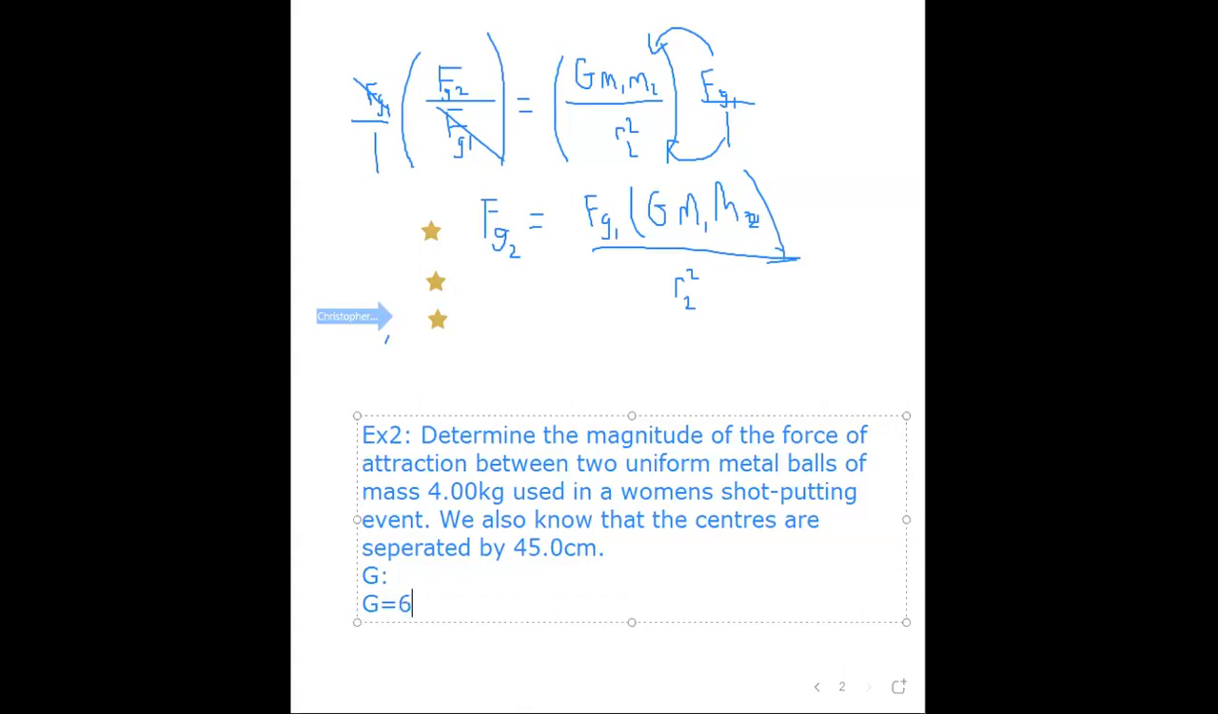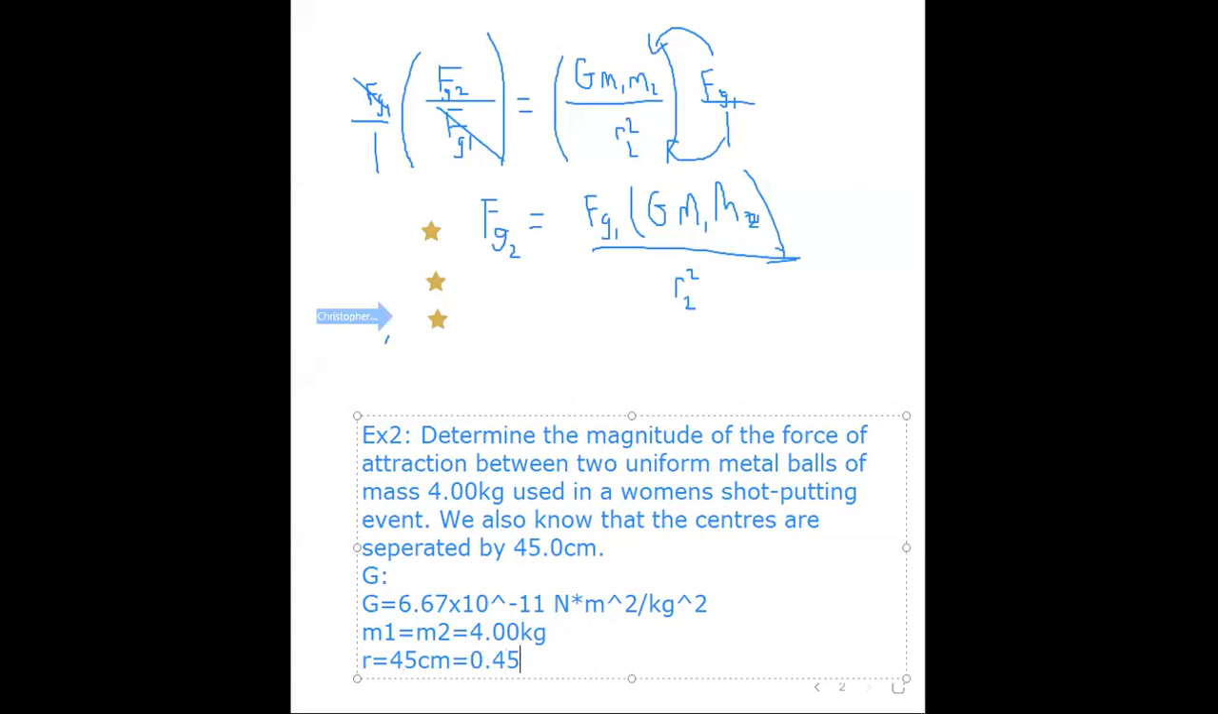The universal gravitational constant is always going to be given. You can ask for that on a test, or even when you get to university, you can ask any TA or professor and they'll give it to you. It's something you don't need to memorize, but over time you'll see that big G is 6.67 times 10 to the negative 11. And gravity is minus 9.8 meters per second squared. Anyways, M1 is equal to M2 because they're the same mass, 4 kilograms. The radius is in centimeters, so always convert it back to meters. So 45 centimeters is equal to 0.45 meters.